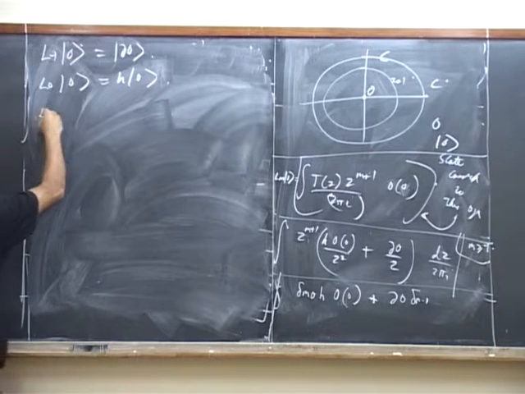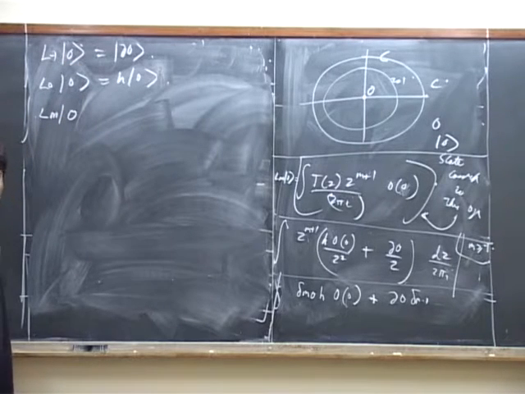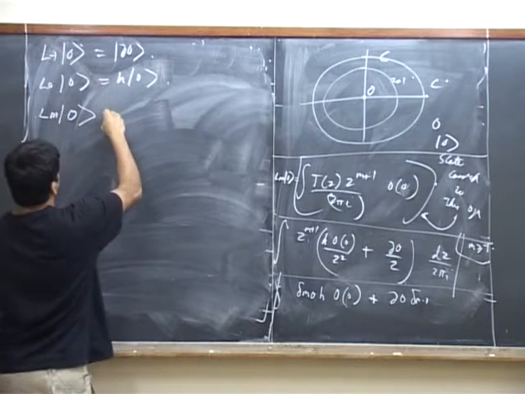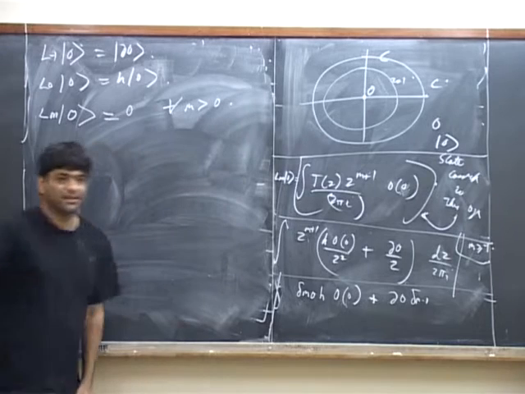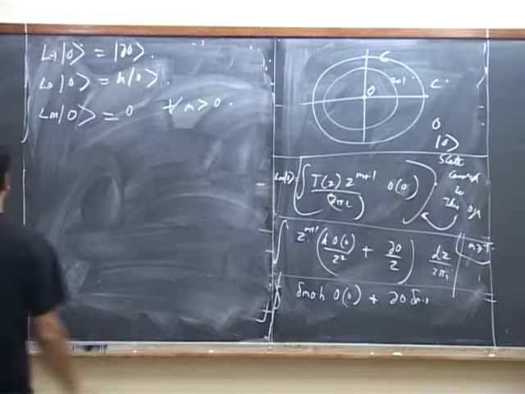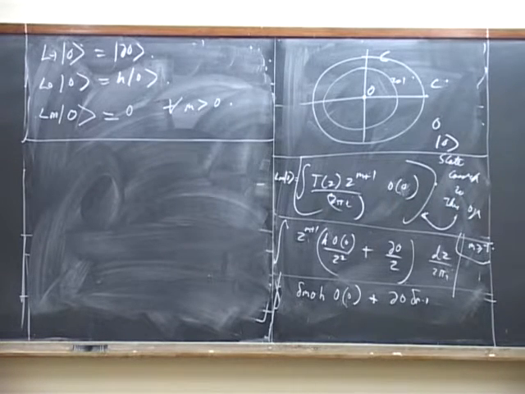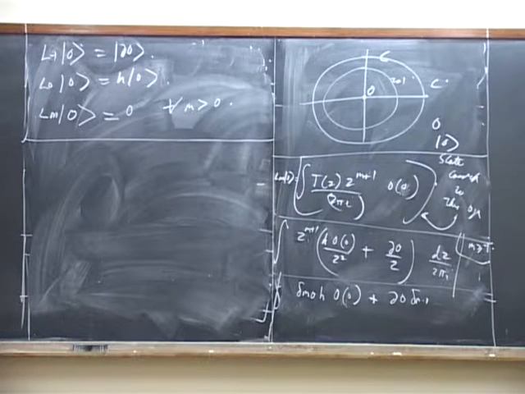But this statement: Lm of O is equal to 0 for all m greater than 0. That crucially used the fact that there were no singularities in the OPE beyond the inverse quadratic one, and it's true only of primary operators.